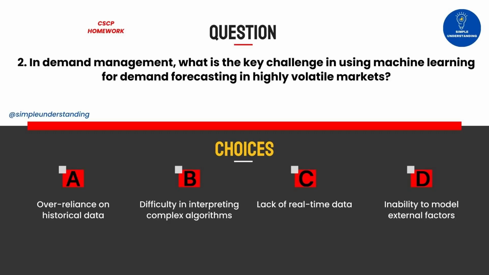2. In demand management, what is the key challenge in using machine learning for demand forecasting in highly volatile markets? A. Over-reliance on historical data. B. Difficulty in interpreting complex algorithms. C. Lack of real-time data. D. Inability to model external factors.